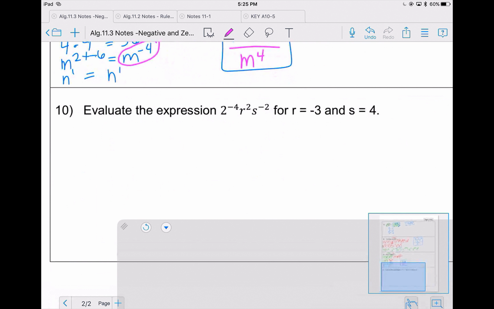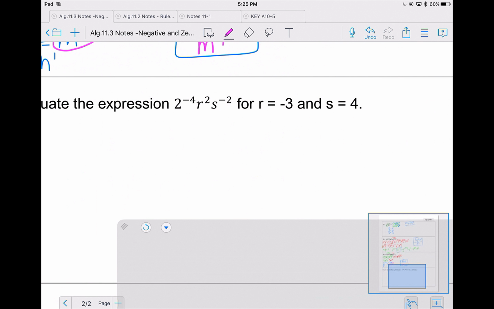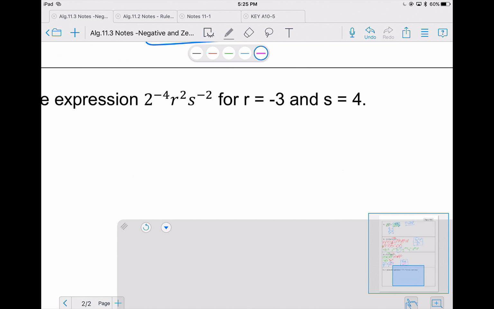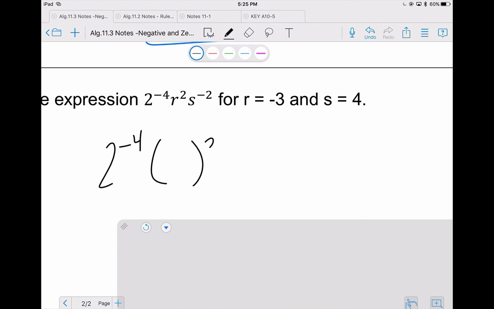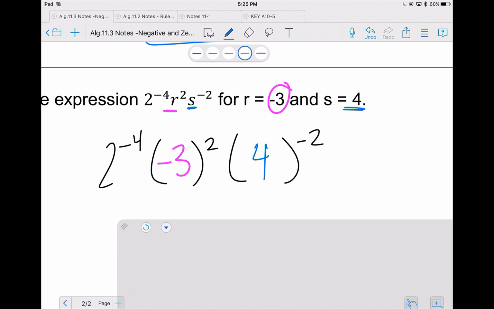10 asks me to evaluate the expression 2 to the negative 4, r squared, s to the negative 2, if r is negative 3 and s is 4. So I'm in black. I'm going to put whatever is staying the same. So 2 to the negative 4, r being squared, and s to the negative 2 are staying the same. Instead of r, I am substituting in the number negative 3. And instead of s, I am substituting in the number 4.